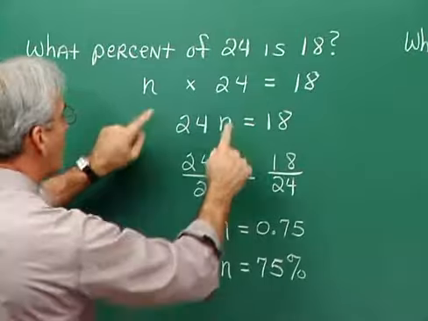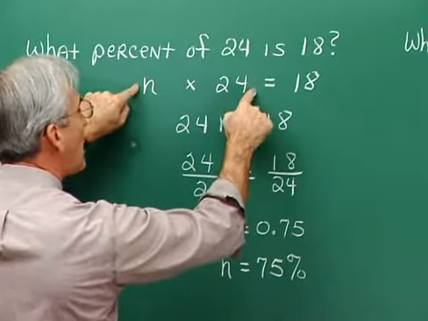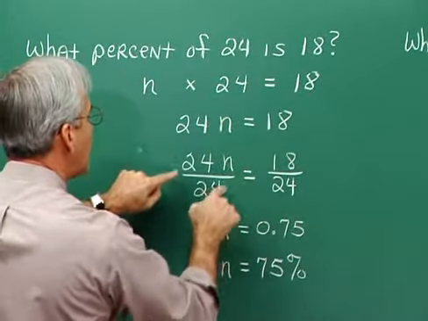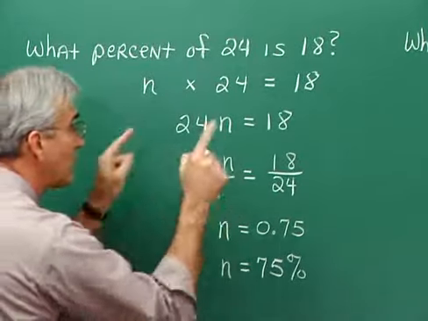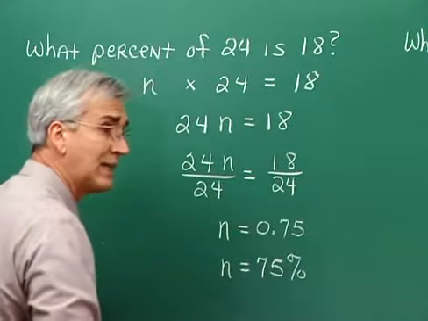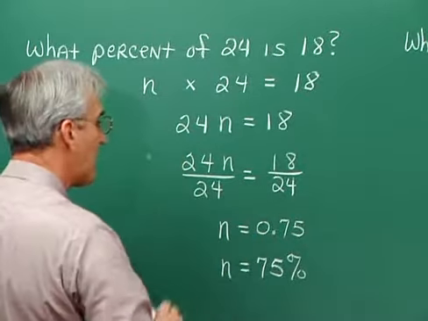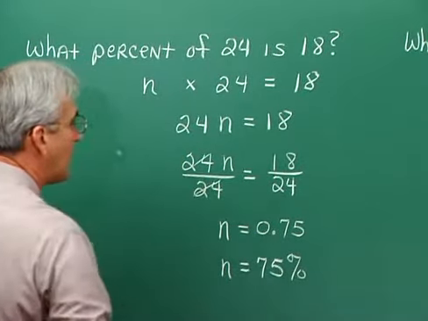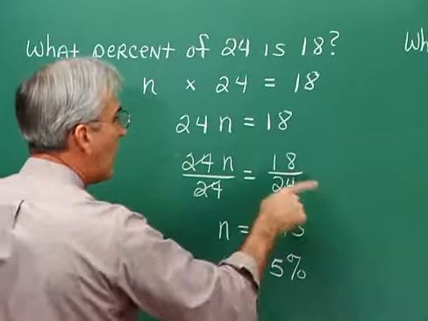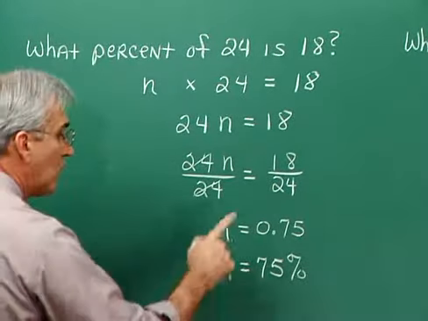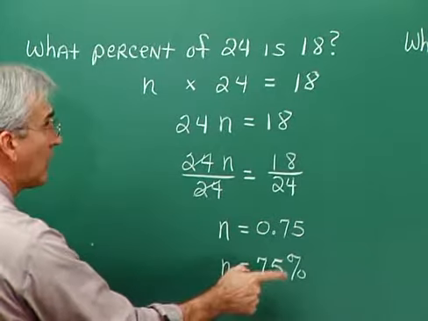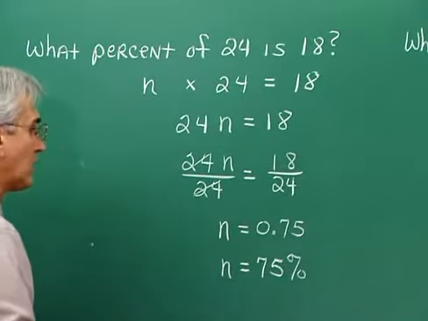We need to show that we're going to take the left side of the equation in one of these forms and divide by 24. And if we divide by 24 on the left, we need to divide by 24 on the right to maintain the balance of the equation. The 24s go out here as expected. We're left with n. On the right, when we divide 18 by 24, we get 0.75. We change that into a percent form in order to answer the question posed in the problem.